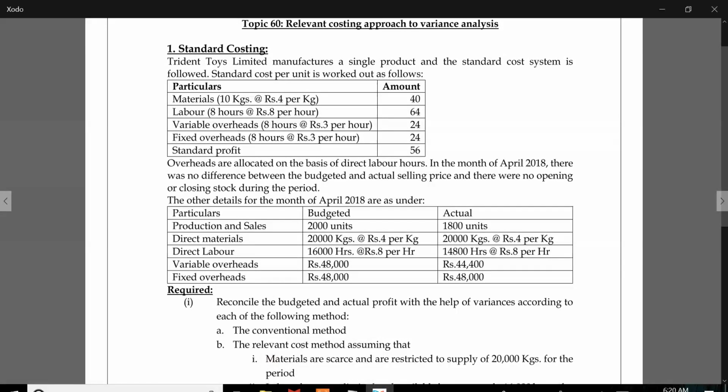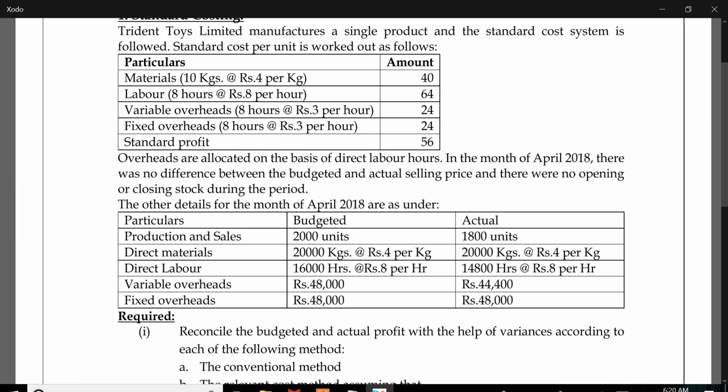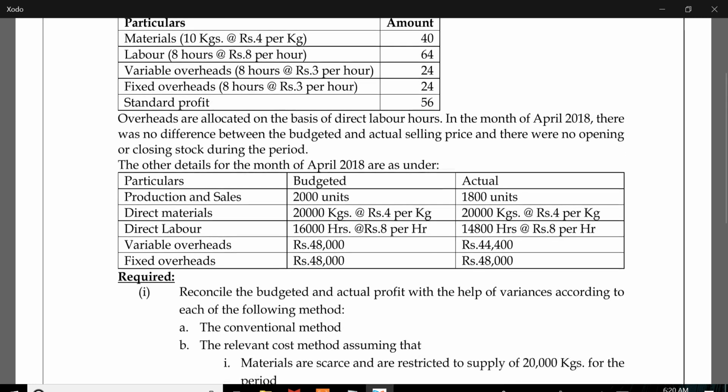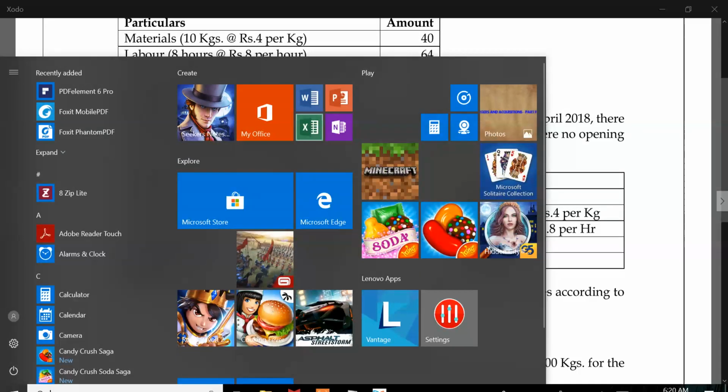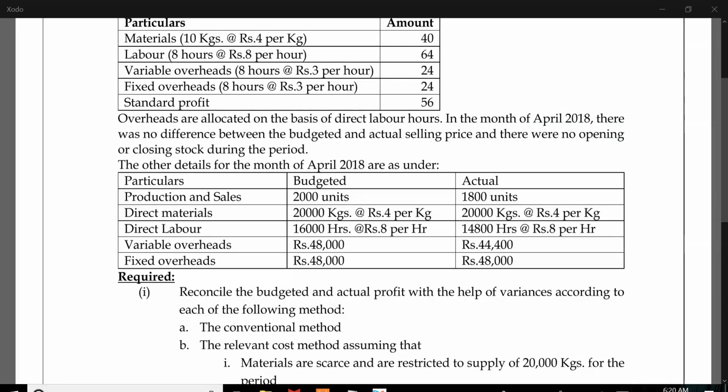Okay. Good morning, friends. Let's continue with this problem. This is what we were doing, relevant costing approach to variance analysis. I had told you to complete the conventional method of it. I'll just take the answer of that and then I'll explain you the other methods.